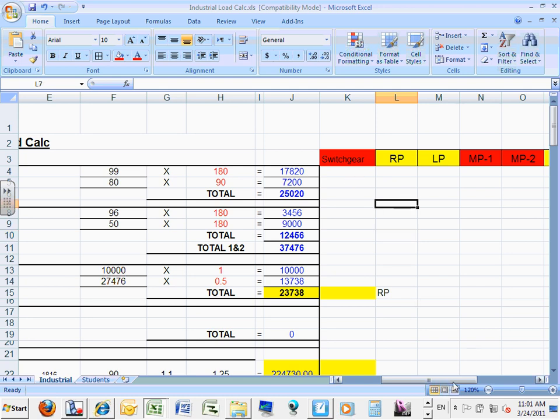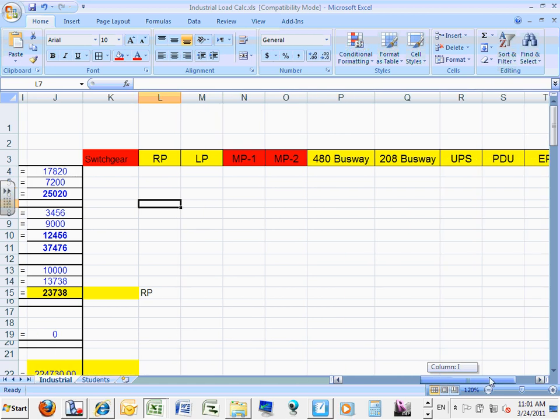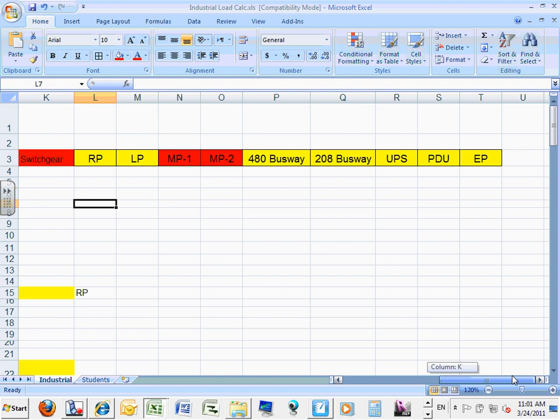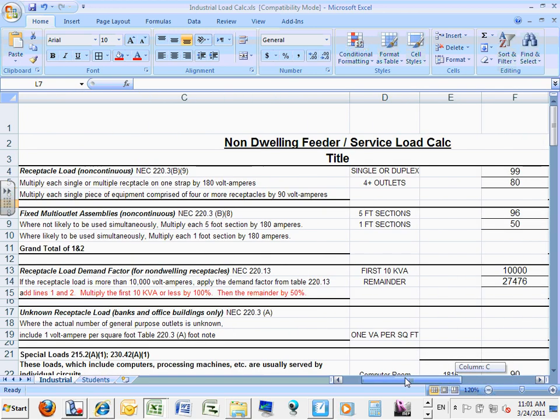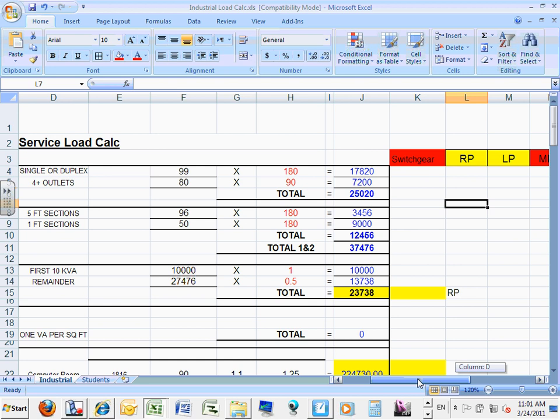Okay, are you guys all here? You made a switchgear, receptacle panel, lighting panel, MP1, MP2, busway 1, busway 2, UPS, PDU, EP. Right? Everybody's there? Okay. Are we cool?